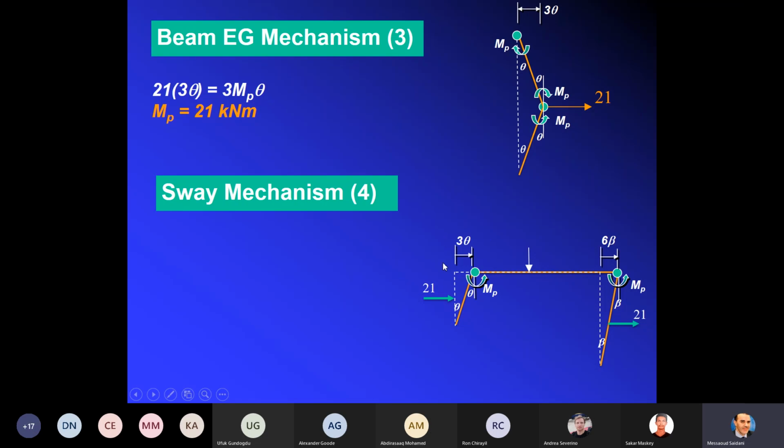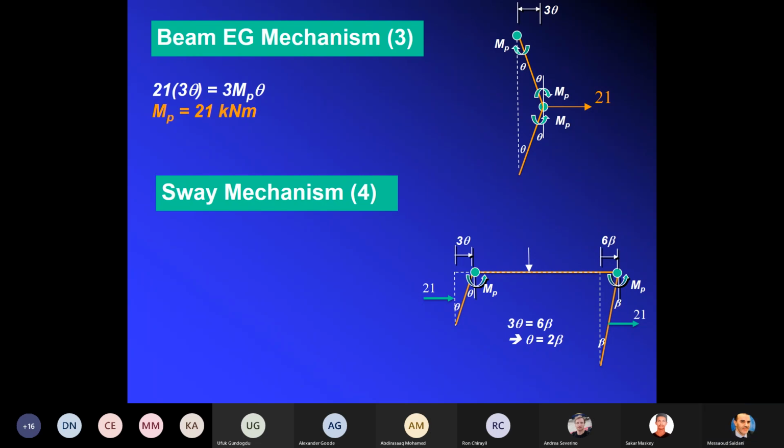So therefore, the displacement at the top of the column on the left will be equal to the displacement at the top of the column on the right. So for compatibility, we have 3 theta is equal to 6 beta. Theta is the angle of rotation of the left column, and beta is the angle of rotation of the right column. So we have 3 theta equals 6 beta. So therefore, theta is equal to 2 beta.